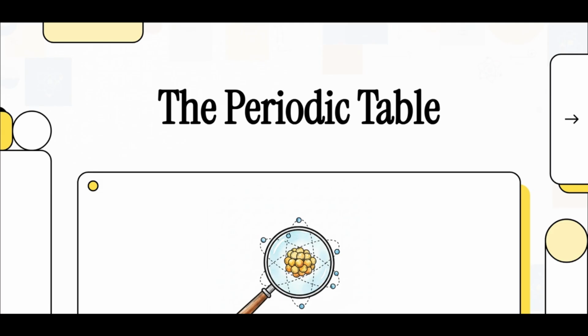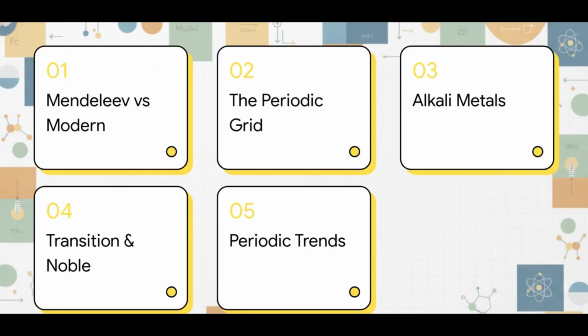Let's dive in. Here is our game plan for today's Explainer. First, Mendeleev to the modern table. Second, decoding the periodic grid. Third, Group I alkali metals. Fourth, transition elements and noble gases. And finally, mastering periodic trends.